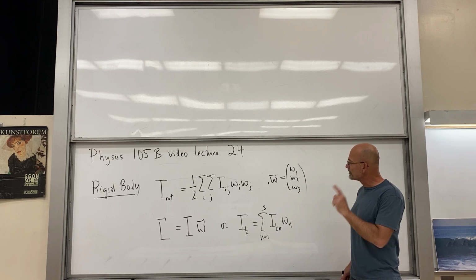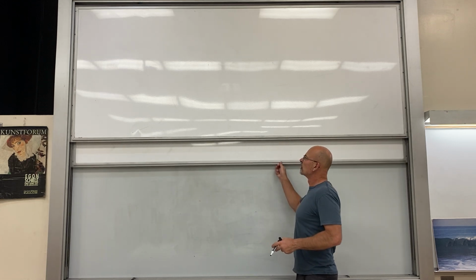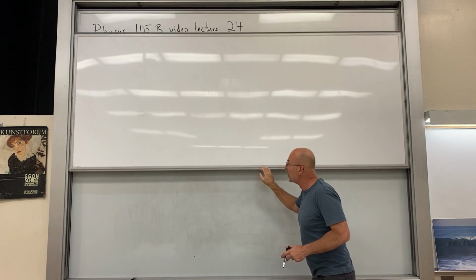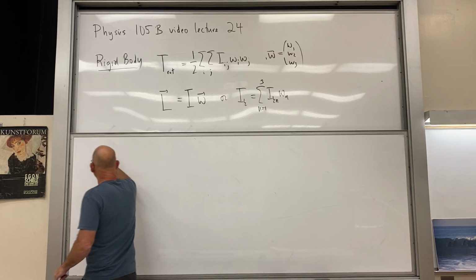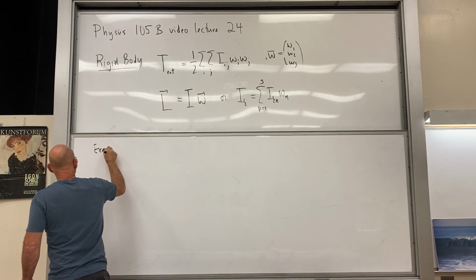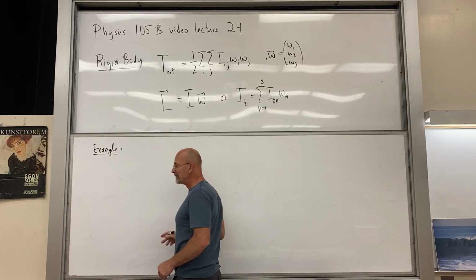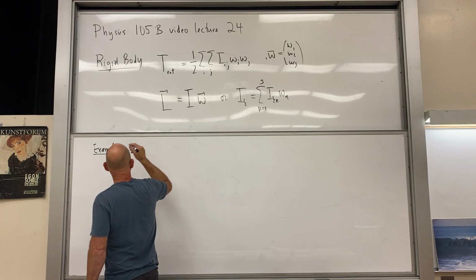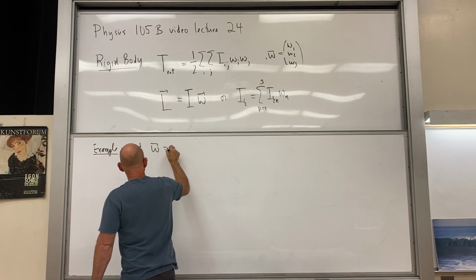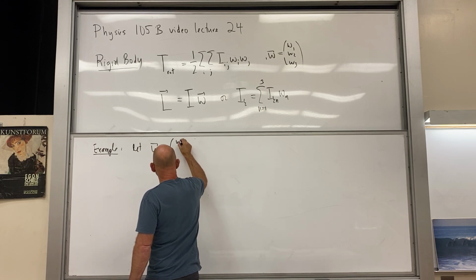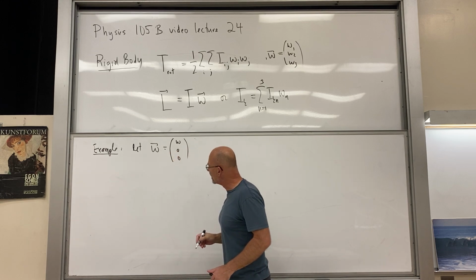And so for that example I had given, I may not have gotten it quite right. Well, I'll return to that example from last time, because that was an important point about L and omega not being parallel. So let's go ahead and let our omega vector be 0, 0, omega. So we're just rotating about the one axis.